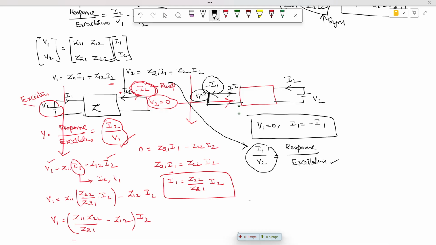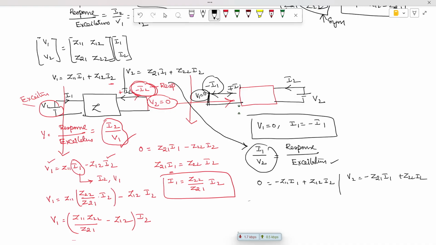So we want to find out I2 by V1. These equations will be modified like this. Now see here. V1 is 0, so 0 is equal to minus Z11 I1 plus Z12 I2. One equation is completed. The second equation is V2 equal to minus Z21 I1 plus Z22 I2.